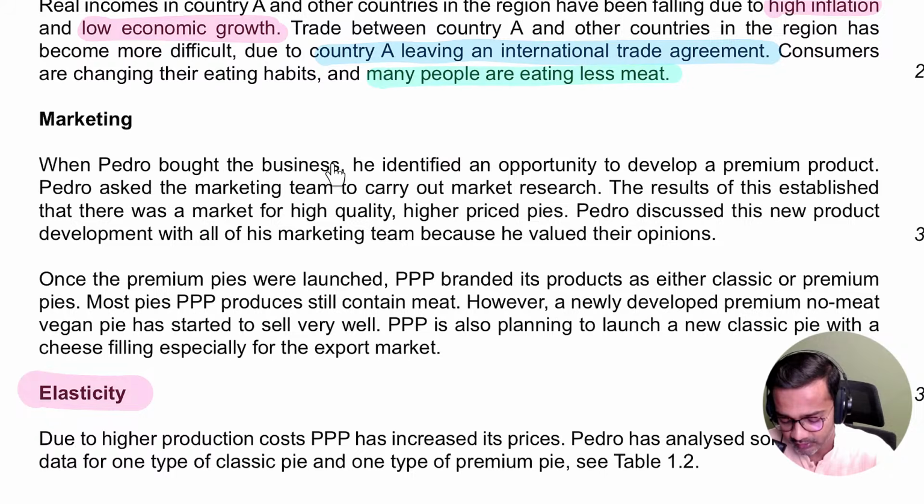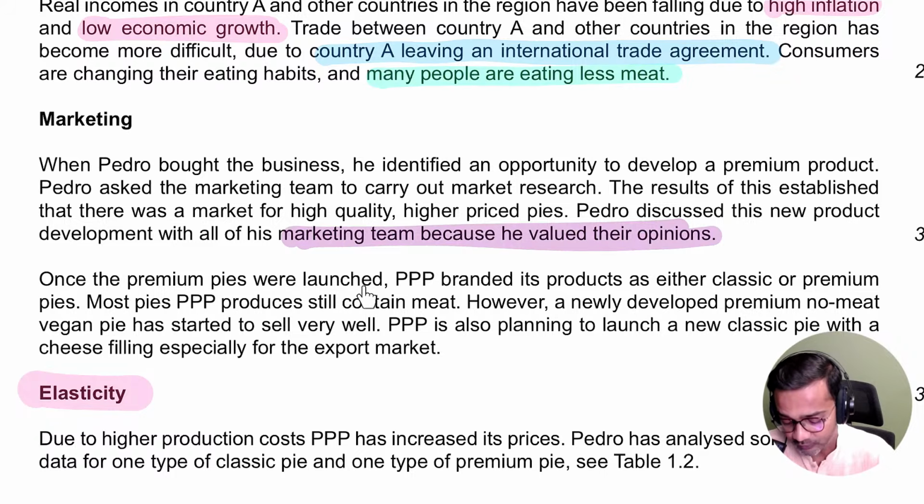Now, when Pedro bought the business, he identified an opportunity to develop a premium product. Pedro asked the marketing team to carry out market research. The results of this established that there was a market for high quality, high priced pies. Pedro discussed this new product development with all of his marketing team because he valued their opinion. So something that I'll take out from here is that he's someone who values what the team says. So he's a good leader.